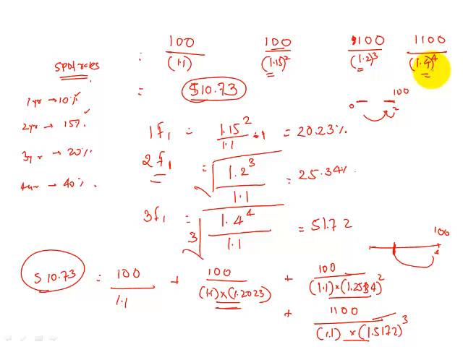Now the last part. So we know now what is a spot, we know what is a forward. The last part is YTM. A YTM is an average number used for simplicity. It is not a true interest rate.